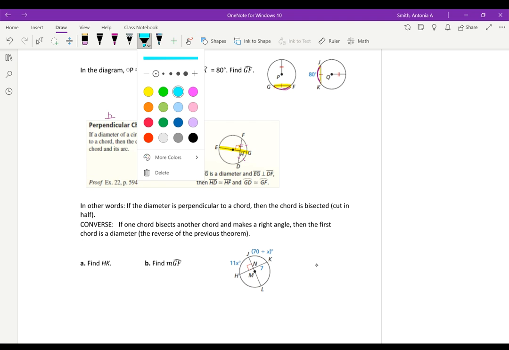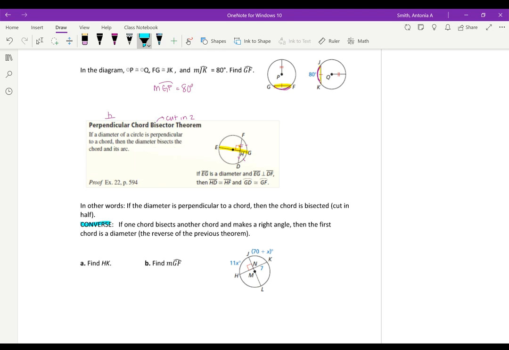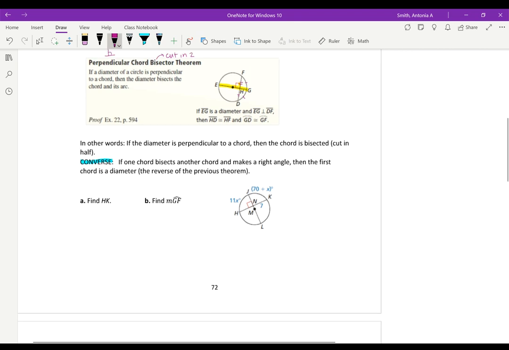Now, the converse of this theorem, if you don't remember that word, it's the reverse. We switch those if and then statements. If one chord bisects another chord and makes a right angle, then the first chord is a diameter. So let's do some practice here.